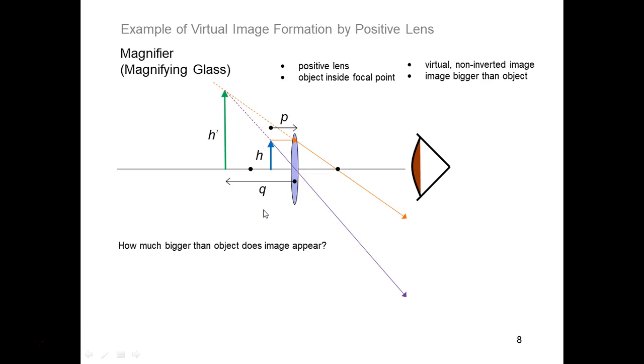Okay, now here comes the question I wanted to ask. How much bigger than the object does the image appear to us if we're looking through this magnifying glass? And you might think the answer is just the lateral magnification, H prime over H. But that only tells half the story. When we're dealing with a virtual image and we ask how big it appears to you, the lateral magnification is not what you should look at. We have to formulate something called the angular magnification. And we'll do that on the next slide.